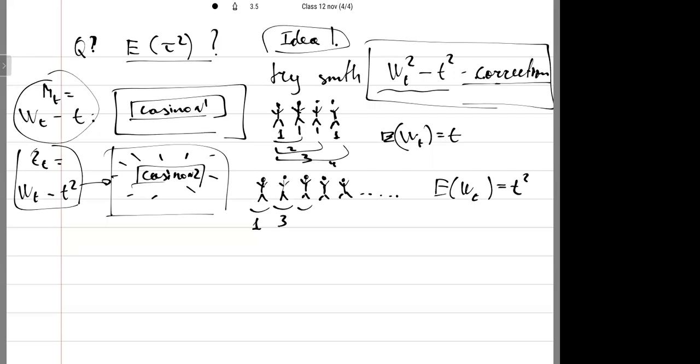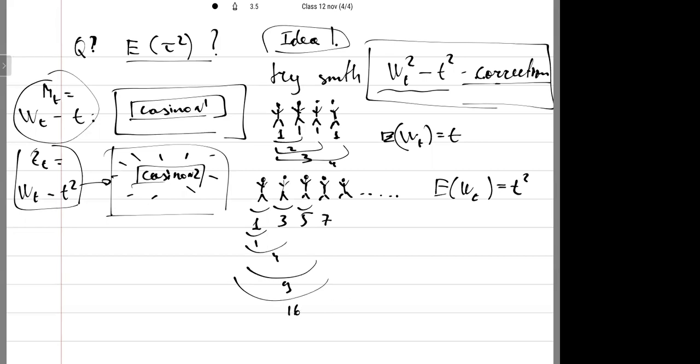The third guy should bring how much? So I have 1, 4. The total welfare should evolve like t squared. So the third guy should bring how much? 5. Yeah. So it will be 9 in total. Okay. It will be 7, like 16.